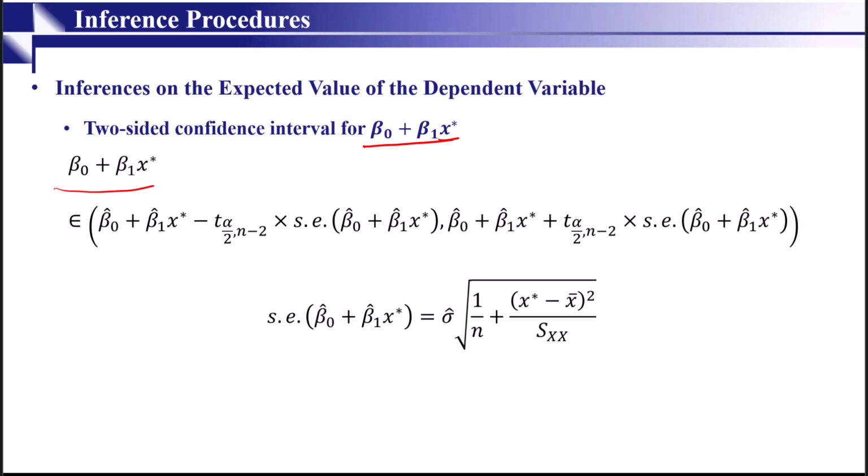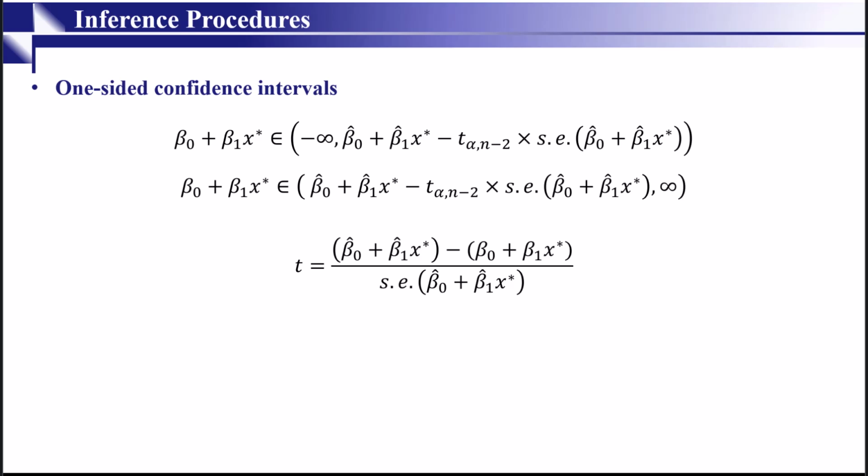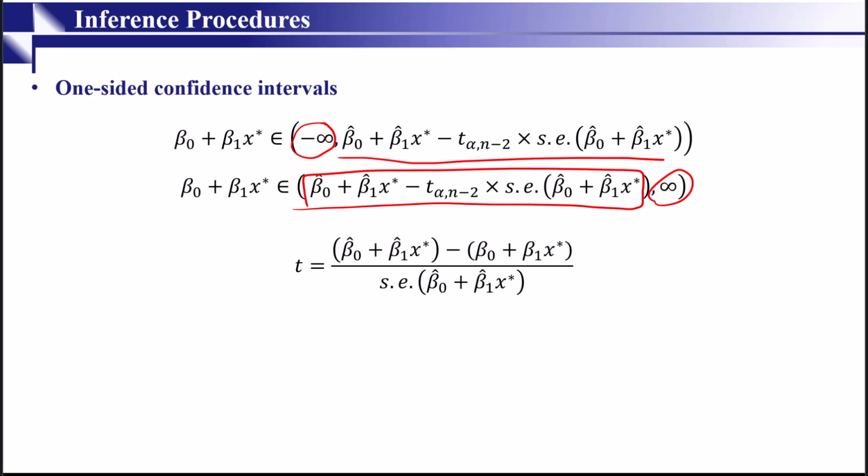This value beta 0 plus beta 1 x star falls into beta hat 0 plus beta hat 1 x star minus the critical point times the standard error of this value, right? Then this value plus the critical point with degree of freedom of n minus 2 times the standard error of this one. The standard error for these is equal to sigma hat that we found already, times the square root of 1 by n plus x star minus x bar squared divided by sxx. Then we can find the one-sided confidence interval. Again, what we did: minus infinity to the upper bound, and the lower bound up to plus infinity.